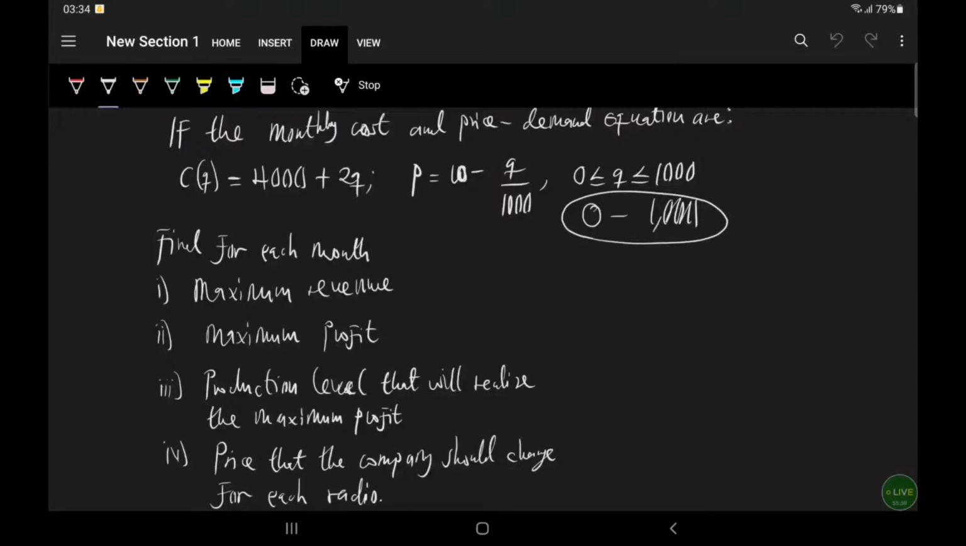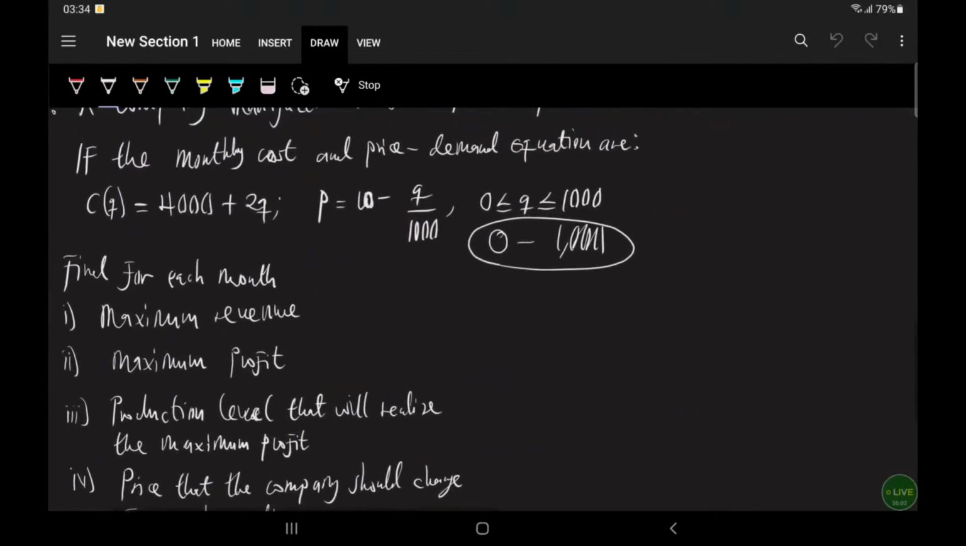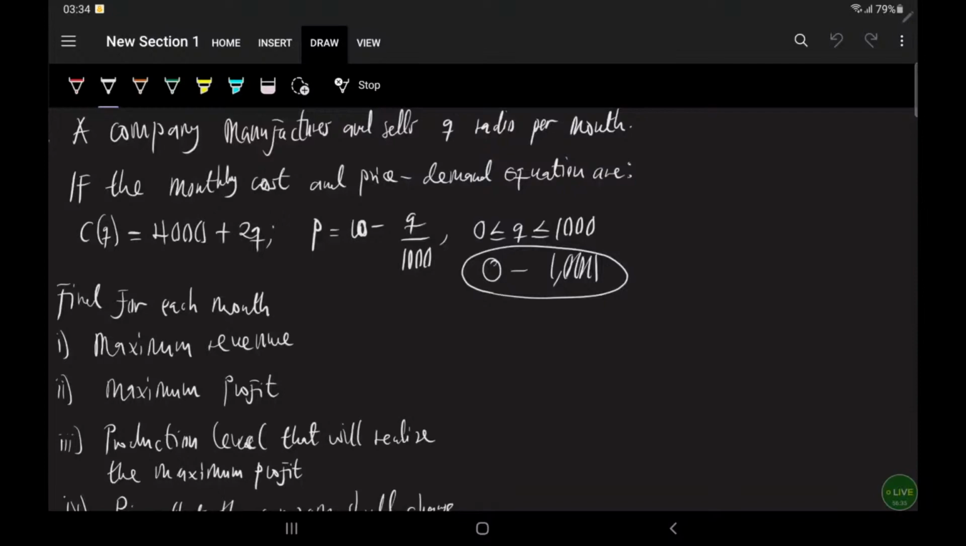So this is what you're going to do. Here we are asked to find the maximum revenue. The maximum revenue is the revenue you derive when you are able to produce a particular level of output. All you need to do here is to first determine your revenue function. How do you determine your revenue function? Remember, we were given the cost, but you're also given the price per radio in terms of a function, and that was 10 minus Q over 1,000.